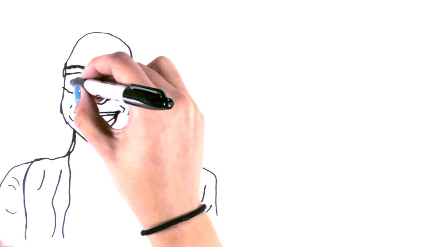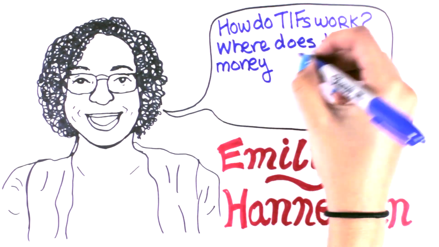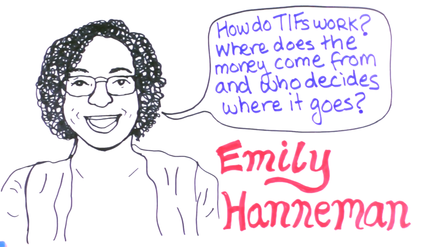My name is Emily Hanneman. My question for Curious City is, how do TIFs work? Where does the money come from? And who decides where it goes?